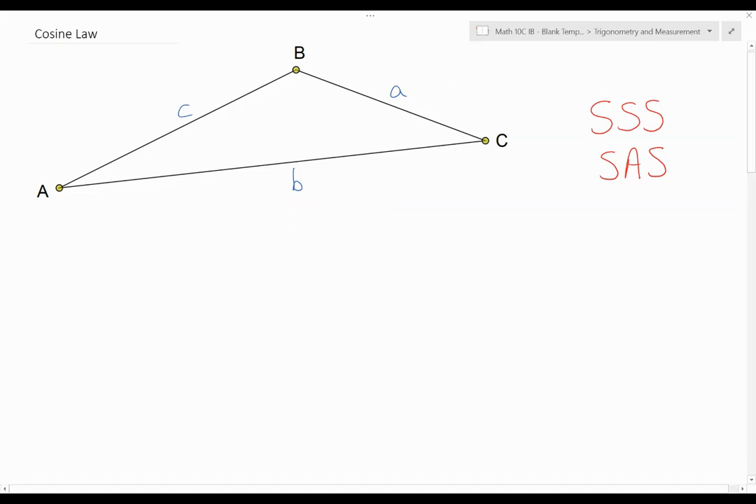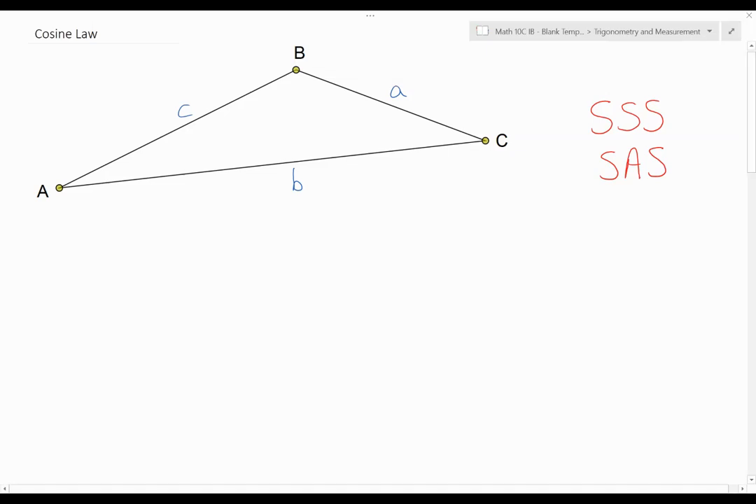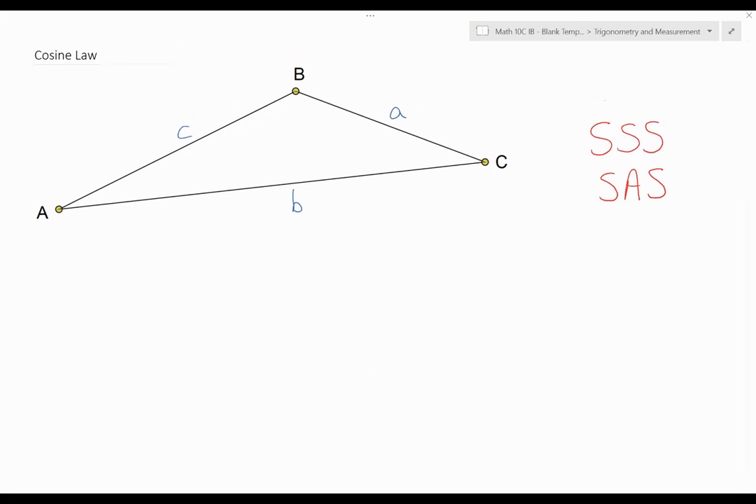The third situation is the situation in which I know all three angles, but that is not a situation in which I can solve the triangle. I need to know at least one side to be able to solve the triangle. So if I have one of these two situations, then I need to use the cosine law. I'm not going to show the proof for the cosine law in this video. I will show that in class. If you're curious about it, there are other videos on YouTube that show it.